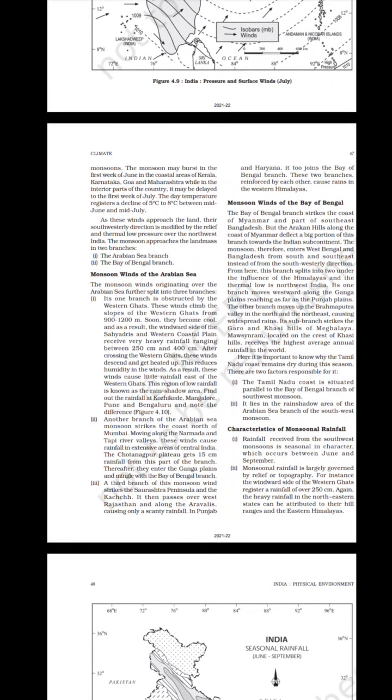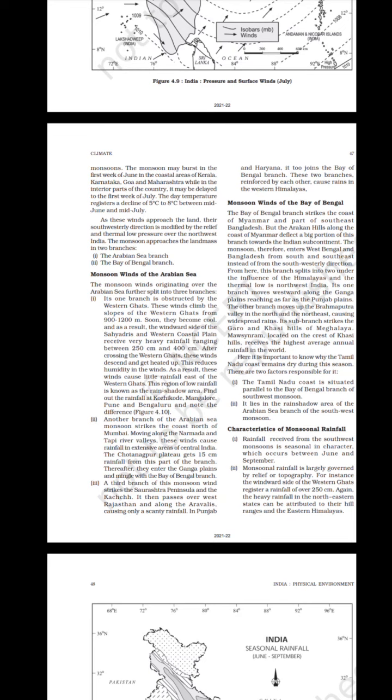The monsoon may burst in the first week of June in the coastal areas of Kerala, Karnataka, Goa, and Maharashtra, while in the interior parts of the country, it may be delayed to the first week of July. The day temperature registers a decline of 5 degrees Celsius to 8 degrees Celsius between mid June and mid July. As these winds approach the land, their southwesterly direction is modified by the relief and thermal low pressure over northwest India. The monsoon approaches the landmass in two branches: the Arabian Sea branch and the Bay of Bengal branch.